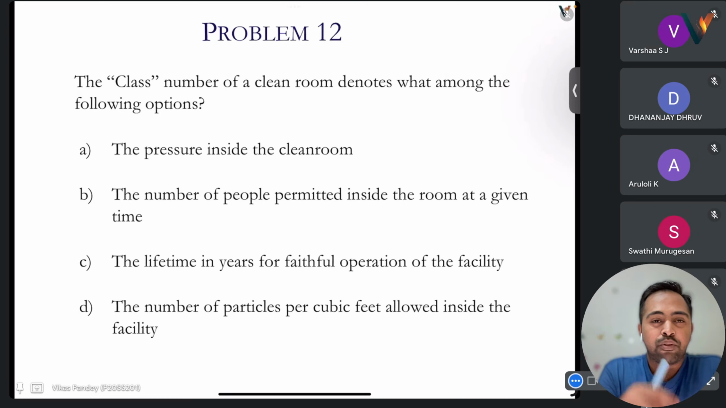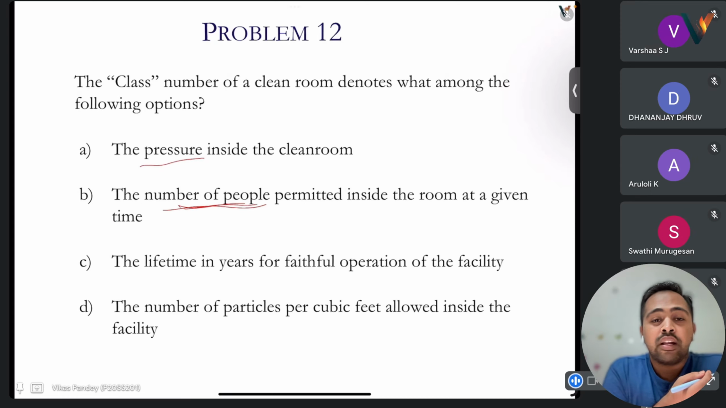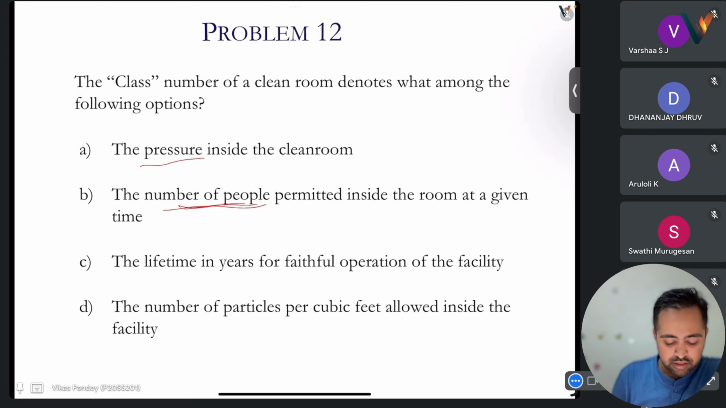Okay. Now let's come to a very basic question. When we started this whole course, we started with cleanliness, like clean rooms and these things. So what does the class of clean rooms denote? The pressure inside the clean room, or the number of people permitted inside the clean room, though this is also regulated? The lifetime in years for faithful operation of the facility, or the number of particles?